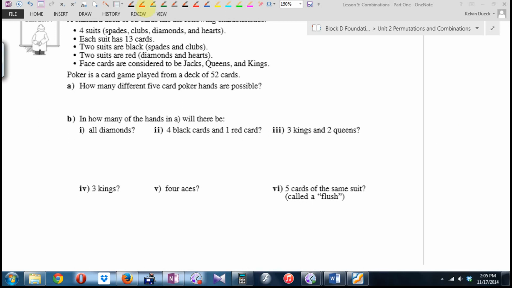52. Choose. How many am I choosing? 5. Okay. By the way, the trend right now is 7-card Texas Hold'em, and we can do that, but it just gets really big really fast. I'm going to stick with 5-card draw.